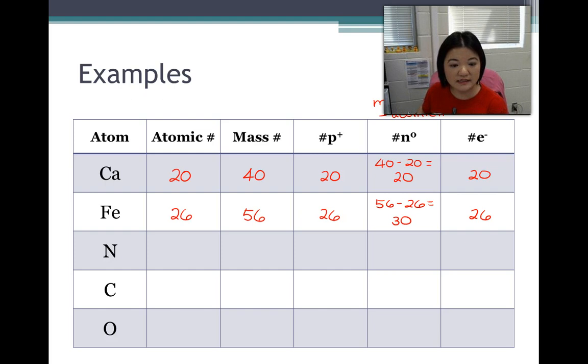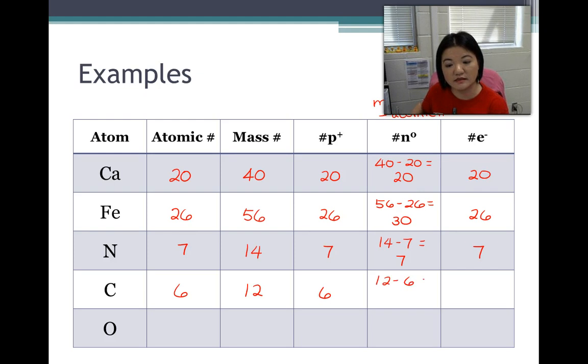Okay, nitrogen has an atomic number of 7. Its mass number is 14. The number of protons is 7. The number of neutrons is 14 minus 7, which is 7. And the number of electrons is 7. Carbon is atomic number 6. If you look on the periodic table, its mass is 12.011. We're going to round that to 12. The number of protons is 6. The number of neutrons is 12 minus 6 equals 6. And the number of electrons is 6.